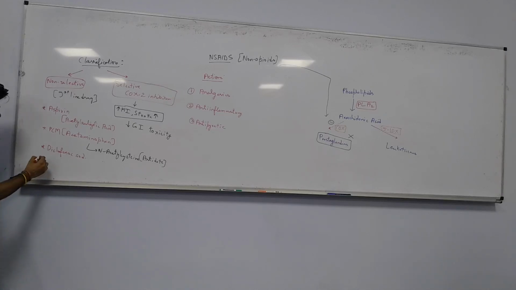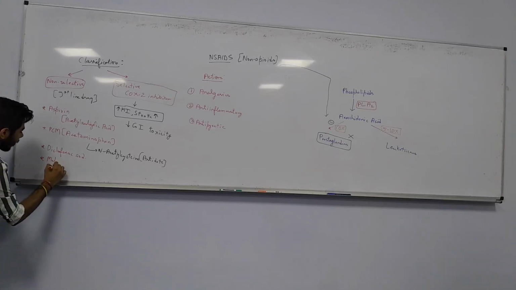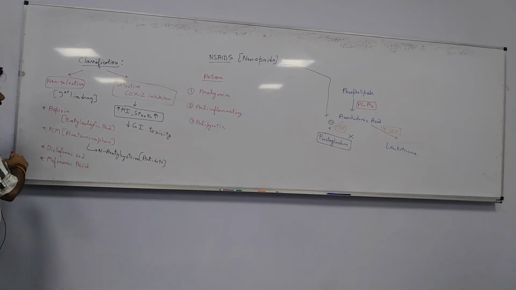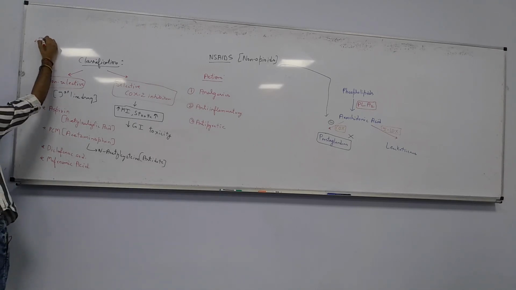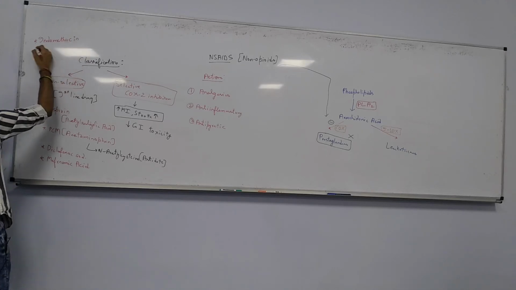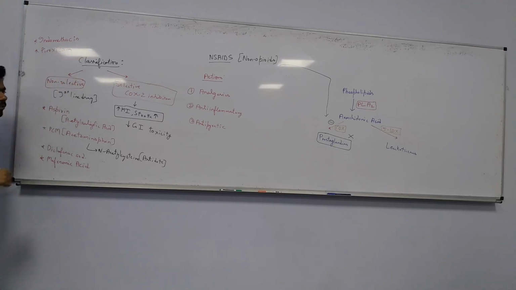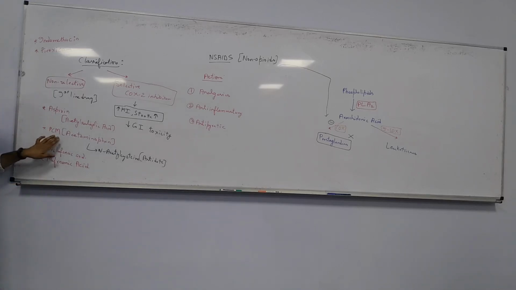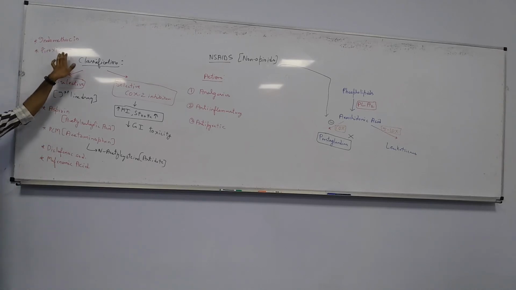Diclofenac, mefenamic acid, then we can include indomethacin, and we can also include piroxicam. So these are some of the drugs which we can include in the category of non-selective COX inhibitors. Mainly they are inhibiting COX-1 as well as COX-2. So aspirin, PCM, paracetamol, diclofenac sodium, mefenamic acid, indomethacin and piroxicam.